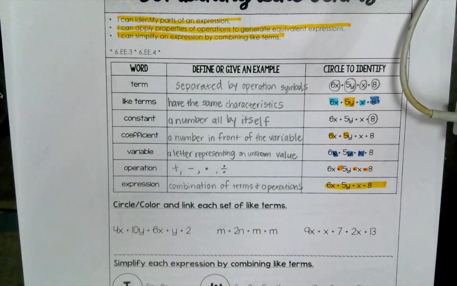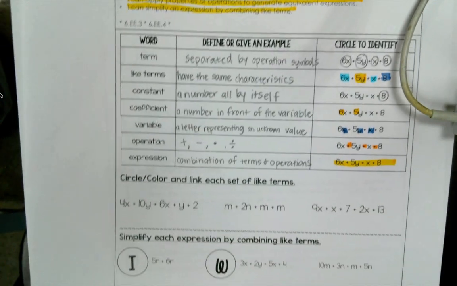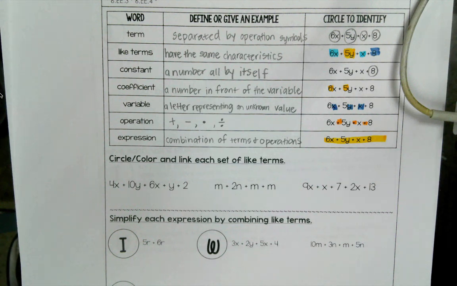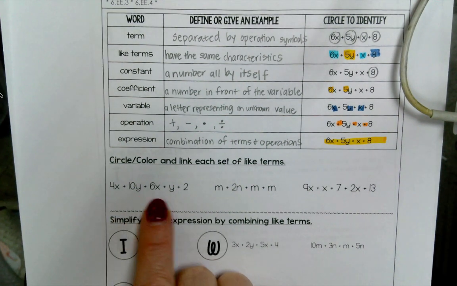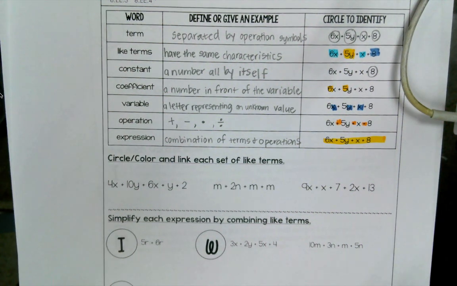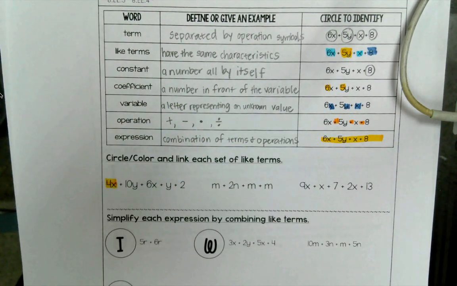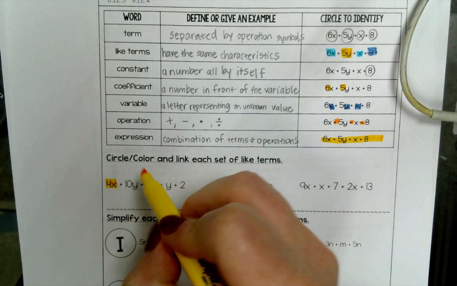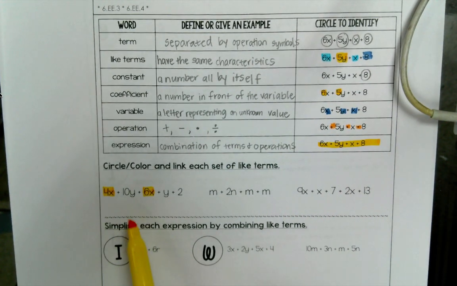For this example right here, it says to circle or color and link each set of the like terms. So we are not combining. We're going to color code them. In my first one, I have 4x plus 10y plus 6x plus y plus 2. Take a color, highlight the very first term. Do not highlight operation symbols, just the term. So 4x. I'm looking for another term that has a variable x attached to it, and that would be 6x. These are going to be the same color. Do I see any more? No. Put that one away.